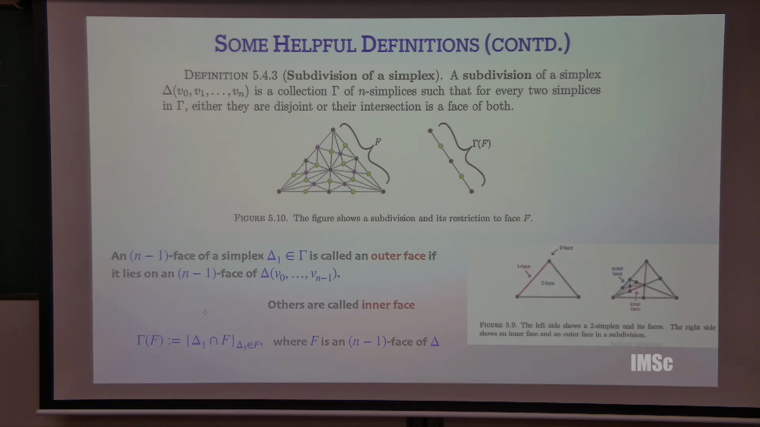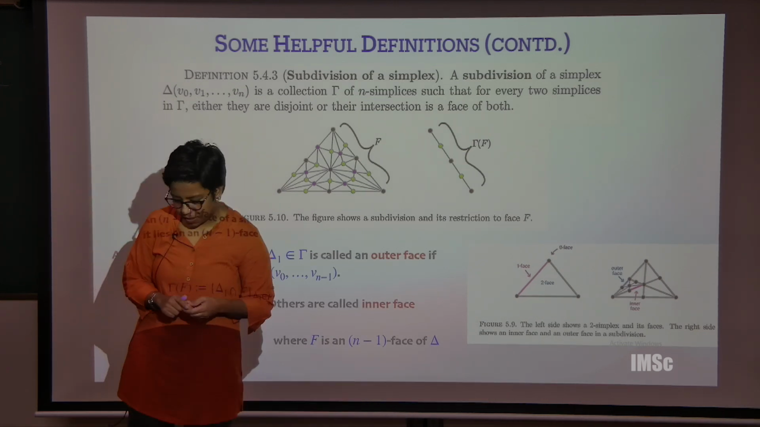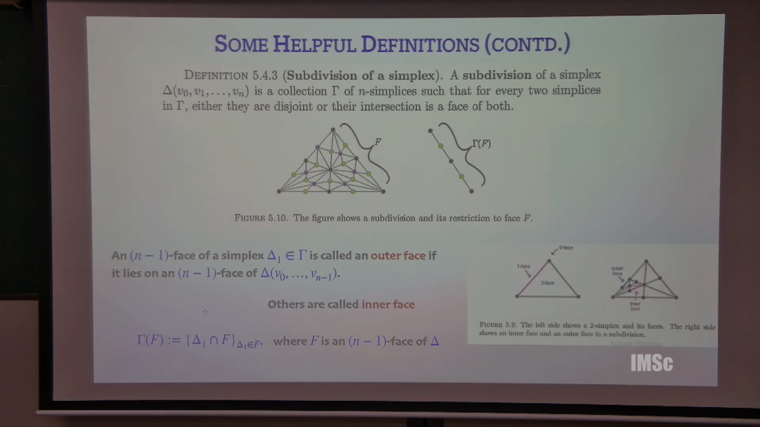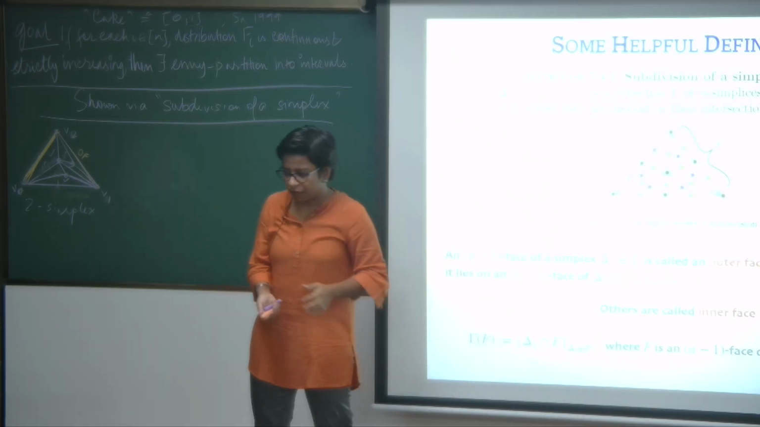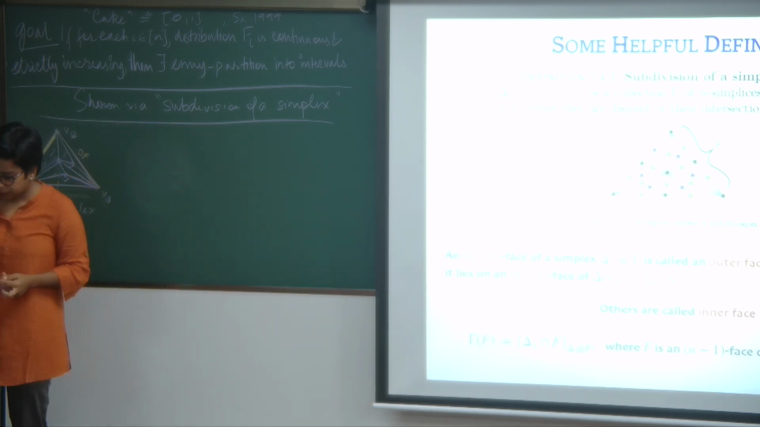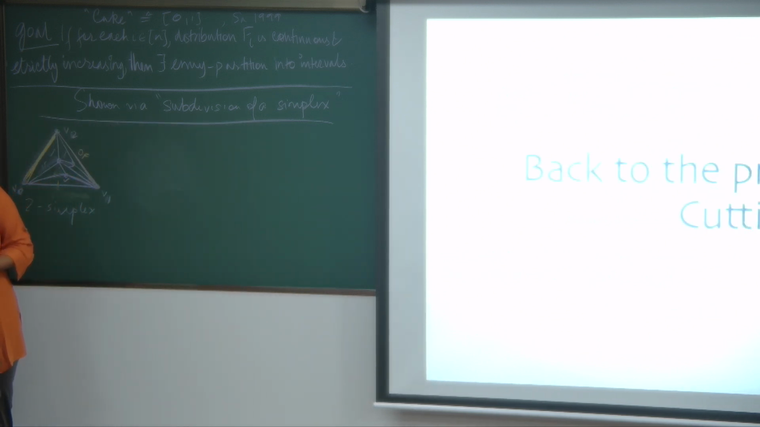Now only the n minus 1 face has the special name inner or outer face. We will use this terminology, so it is worth it. Intuitively you understand what an outer face is. If I break this tetrahedron into smaller tetrahedrons, the faces that are on the outside of the bigger tetrahedron are the ones that constitute the outer face. And anything that is not on the outer face is basically an inner face.